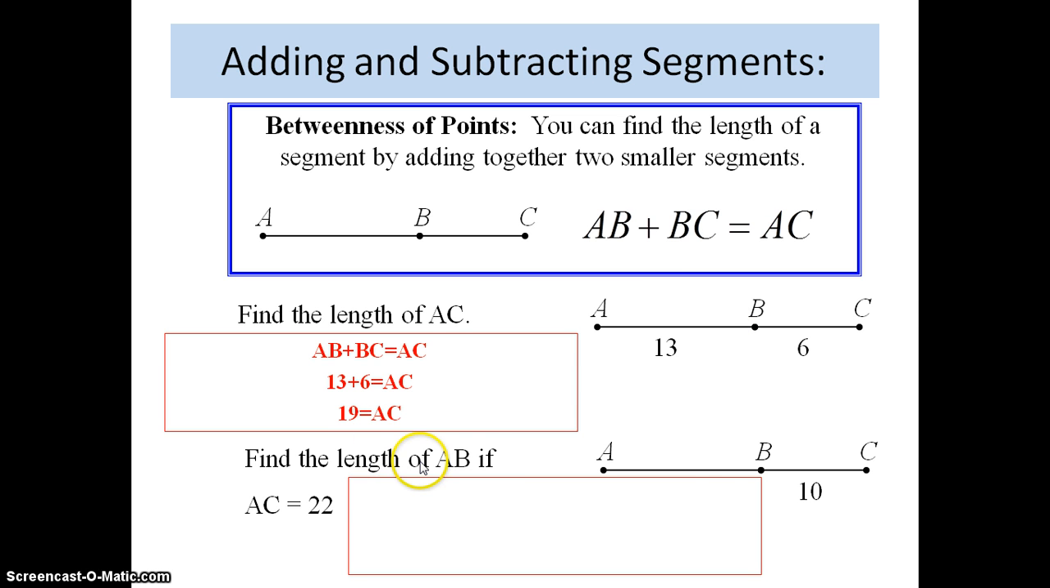The next one says find the length of AB, this segment, if AC is 22. So first we're going to write our betweenness of points equation. This is also called segment addition. I know that AB plus BC equals AC. We're going to plug in what we know. We know that BC is 10 and AC is 22. Then to find AB, you just need to subtract the 10 over. So AB is going to equal 12. 12 plus 10 equals 22.